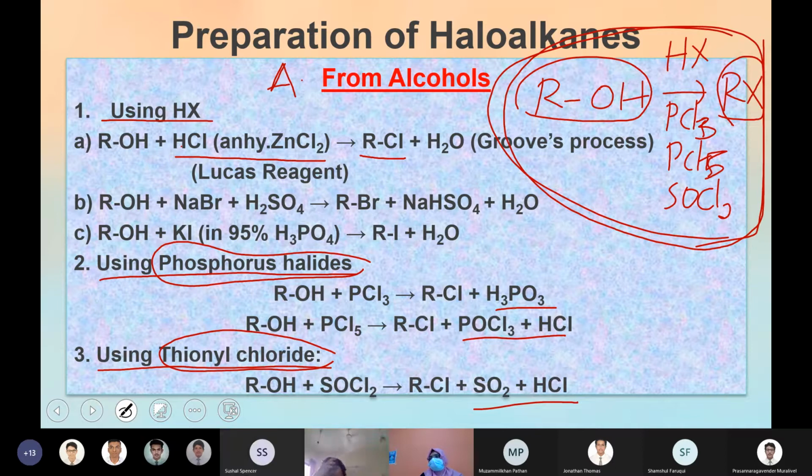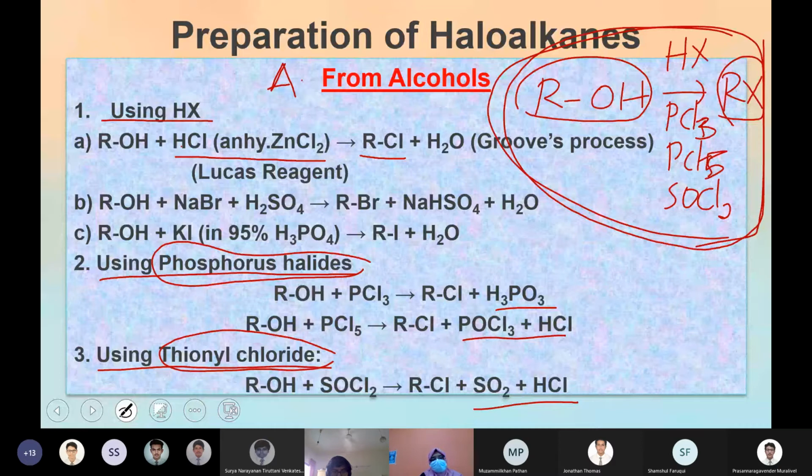Ma'am, do we write the other two equations using HX? HX, yeah. HX means you can even use metal halides like sodium bromide, potassium iodide, any iodides, halides. It may not be hydrogen halide, but metal halides. NaBr is a metal halide. Sodium is a metal and bromine is a halogen, so it's a metal halide.